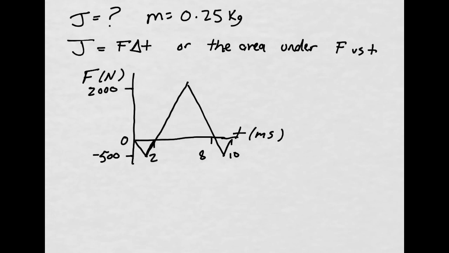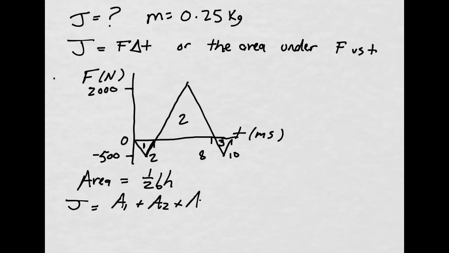So we have 3 regions. We have region 1, region 2, and region 3. Each one of these things is a triangle. So the area of a triangle is 1/2 base times height. So the total impulse equals area 1 plus area 2 plus area 3.